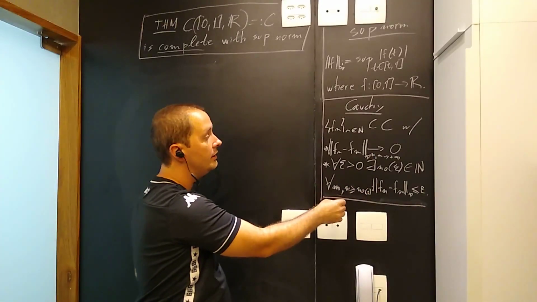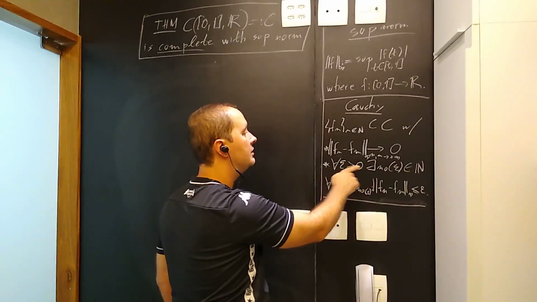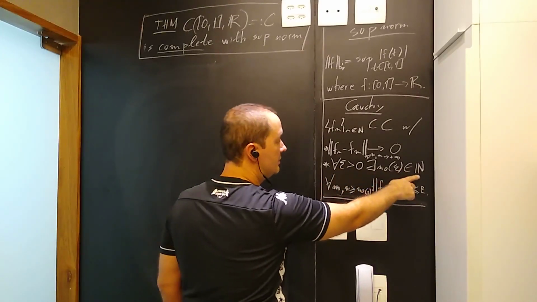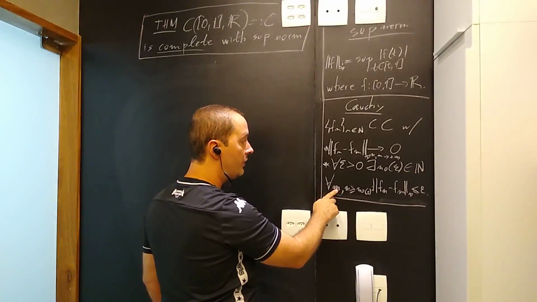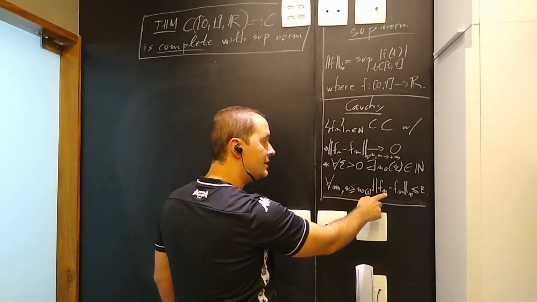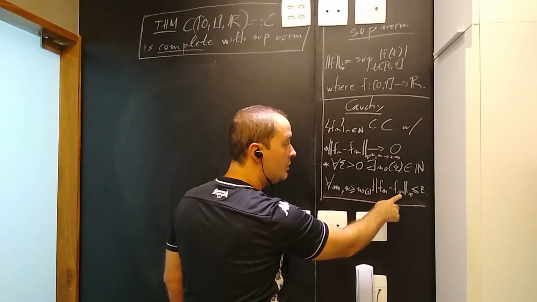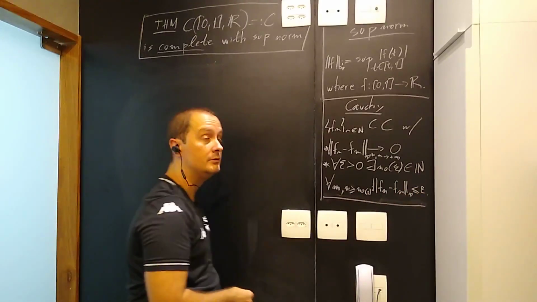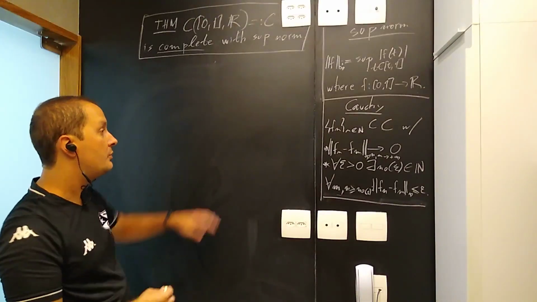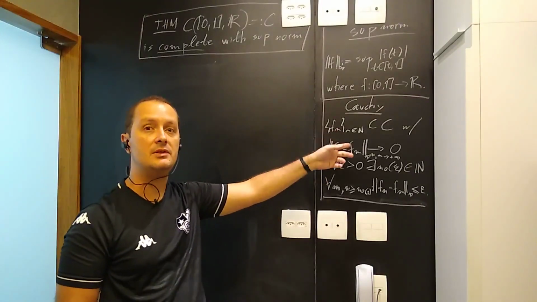Or if you prefer, you have the definition with epsilons: for any epsilon, there exists a_0 belonging to N, such that if both m and n are greater than or equal to a_0, then the distance between the terms of the sequence corresponding to n and m is less than or equal to epsilon. From this alone, we will have to find a limit for the sequence f_n.